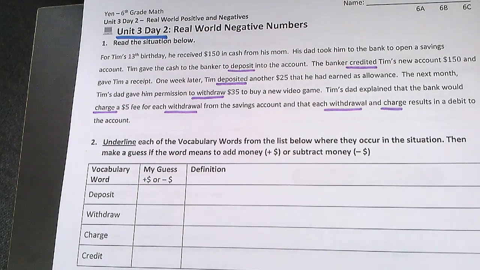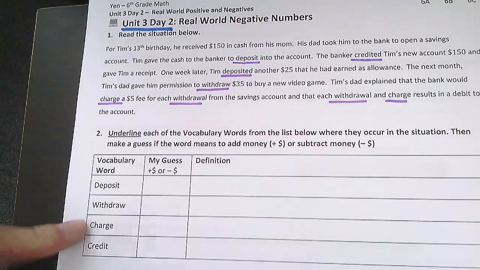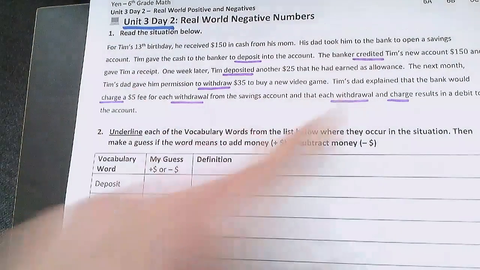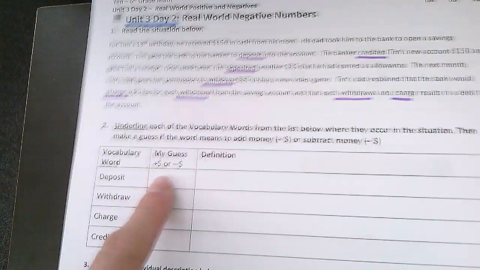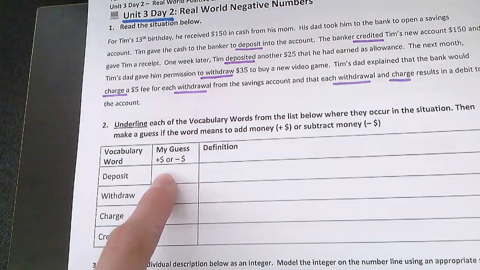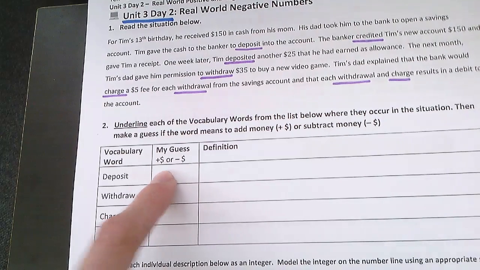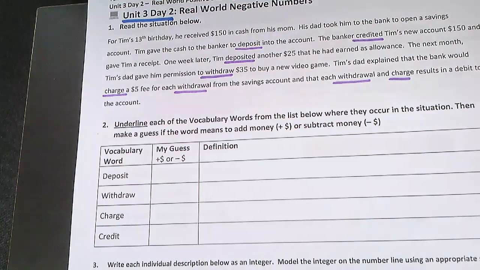Back to the math. You finished underlining each of these vocabulary words where you saw it in this paragraph. So here's where you should have underlined. And you should have gone through and made your guesses about whether each of these words are a plus money or negative money, subtracting money. Now we're quickly going to go through what each of these words mean.